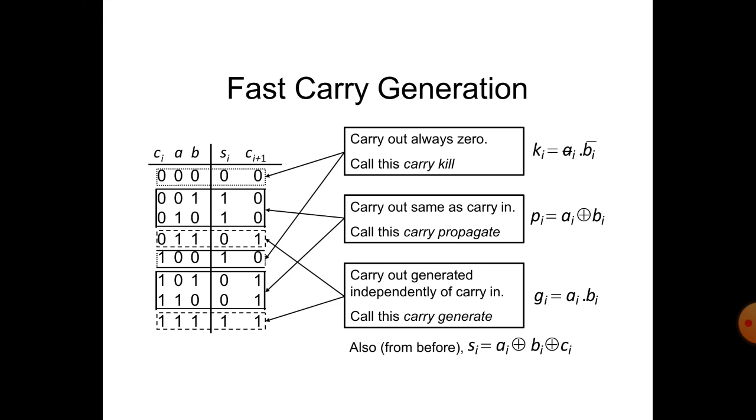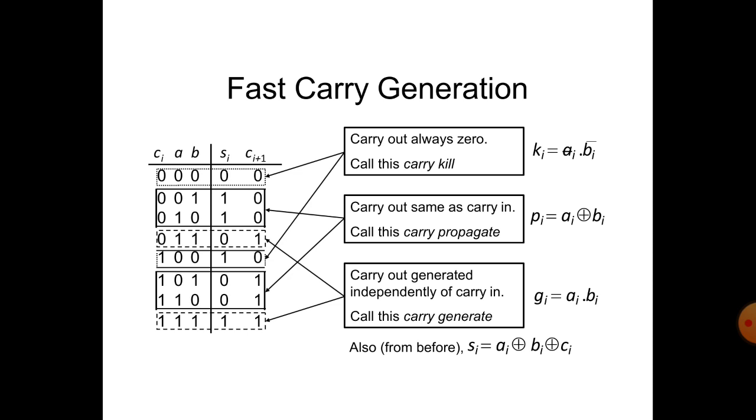Carry kill Ki is equal to Ai' Bi'. Carry propagate is represented by Pi, which is equal to Ai exclusive-OR Bi. Carry generate, which generates a carry out independently of the carry in, is Gi, which is equal to Ai Bi. Also, from before, Si is equal to Ai exclusive-OR Bi exclusive-OR Ci.